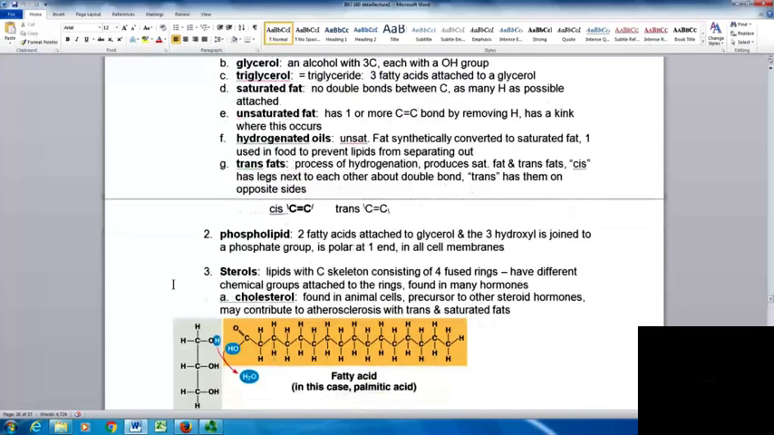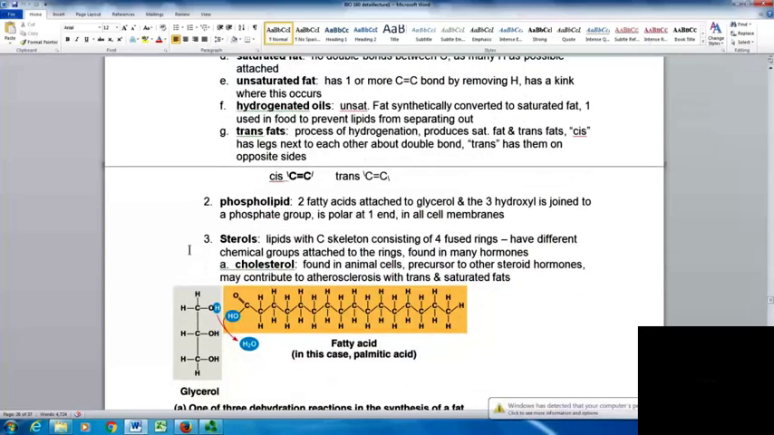Your phospholipids, these are 2 fatty acids that are attached to a glycerol, and the third is going to have a hydroxyl joined to a phosphate group. It is polar at one end, and this is going to be found in all cell membranes. We'll talk more about that later on.